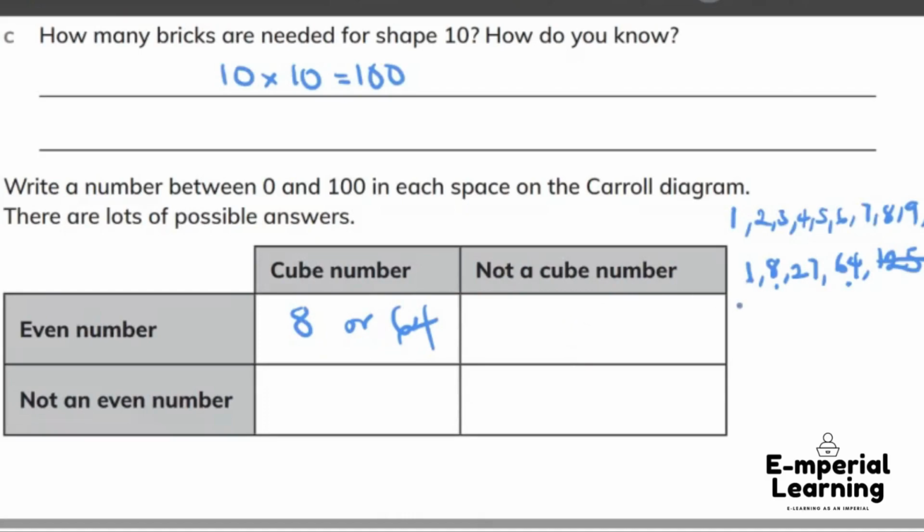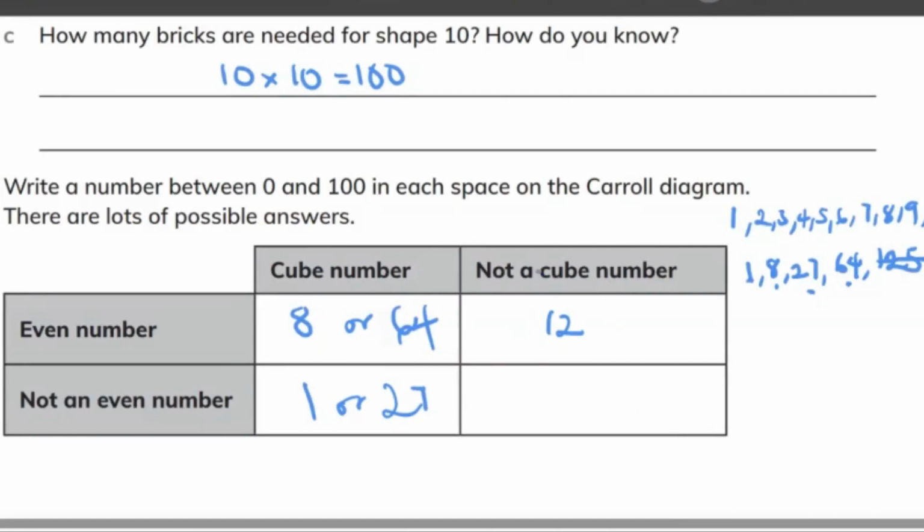And not a cube number. Between 0 to 100, we have a lot, but still it's going to be even, but it's not a cube number. So I can write 12 or any other number, and it's even as well. So it's not cube, but it is even. And now we are looking for a cube number, but it is not even. And that will be 27 or 1. So I can put 1 or 27 here.